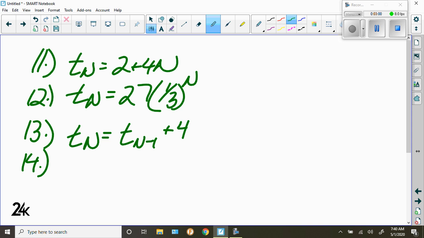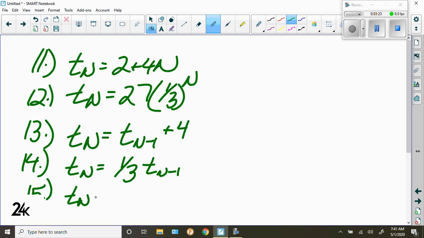Number 14, the first term was 81. And then it's going to be 1/3 of the term before it. Number 15. The first term was 1. So it's the term before it plus 2 to the n minus 1. That's a little tricky one.